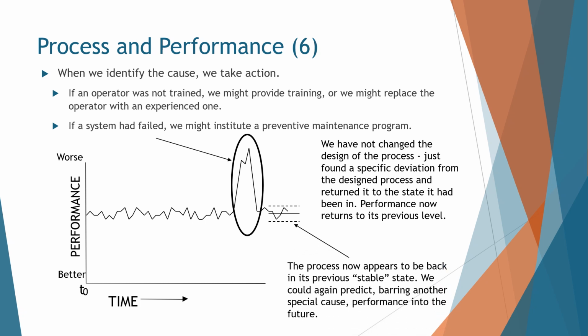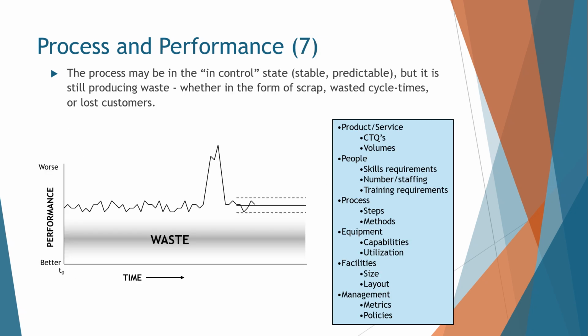The process now appears to be back in its previous stable state. We could again predict, barring another special cause, performance into the future. The process may be in control, stable, predictable, but it's still producing waste, whether in the form of scrap, wasted cycle times, or lost customers.